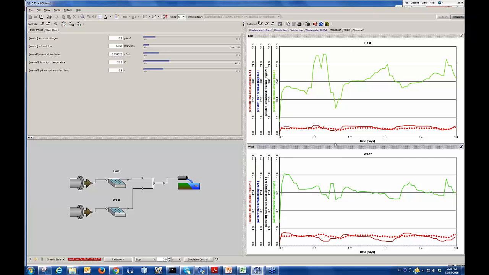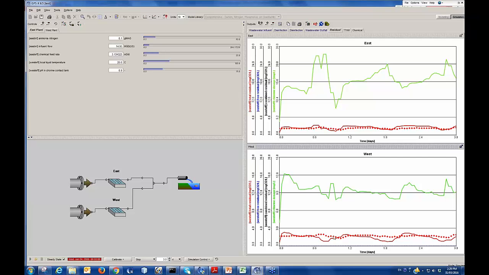In this particular case, you can see we are feeding all the data with respect to ammonia nitrogen, influent flow, chemical feed rate, local temperature, and the pH in the chlorine contact tank for both of these reactors here. On the right hand side, we look at the total chlorine that is fed to the system, and the residual that is available. This is the total residual that is available in the system.